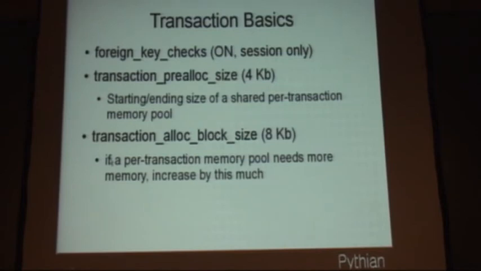Anyway, transaction pre-alloc size is the starting or ending size of a shared per transaction memory pool. So if you have a transaction and you have a memory pool, this is what will start and end. Just like net buffer length was the start and end of a query, and the maximum was max allowed packet, this is it for a transaction, not just one query. Transaction allocation block size: if a per transaction memory pool needs more memory, you start with 4 kilobytes, and if you need more, you increase it by 8 kilobytes at a time.